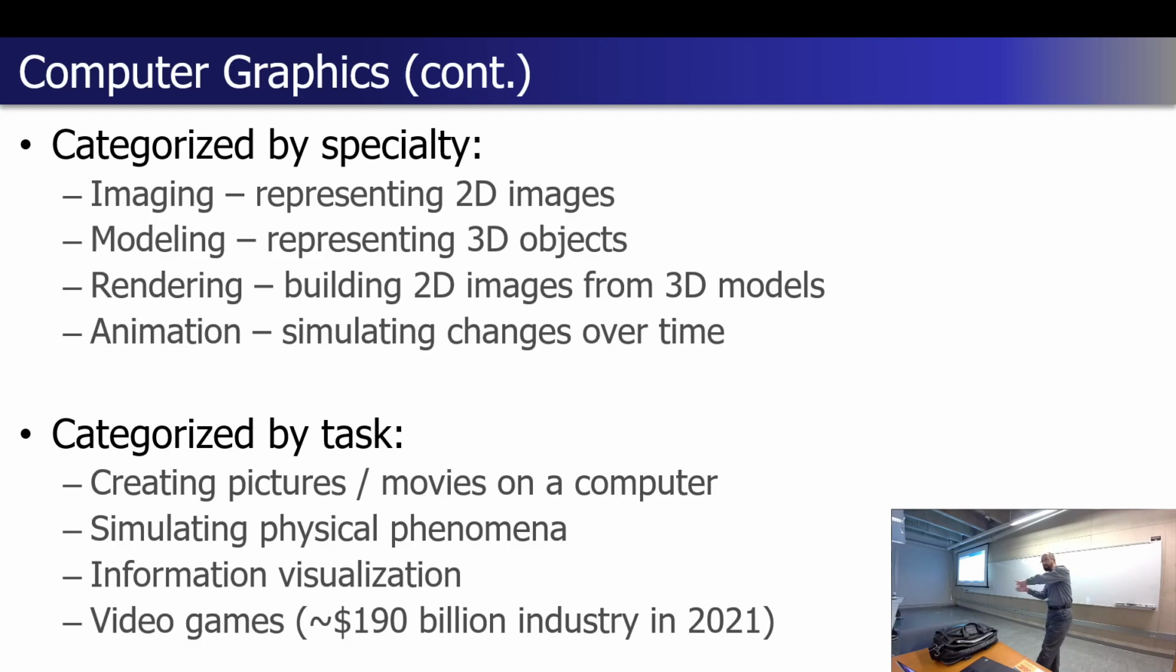And then of course it can also separately be categorized, given those technical tasks, by the particular goal or task that we are using those specialties for. So we could just be creating pictures or movies on a computer. We could be using computer graphics to simulate some sort of physical phenomenon and visualize it. Separately, we can use computer graphics just to visualize information in and of itself. And then, not to even mention the video game industry, which is a combination of modeling, rendering, and animation, a very large industry at this point, and pretty important in terms of the advancement of computer graphics as well as graphics processing.